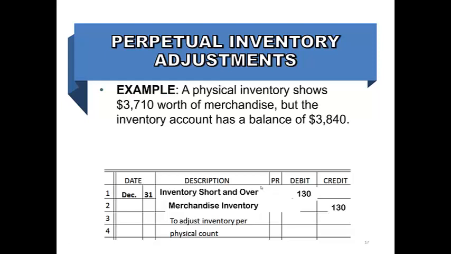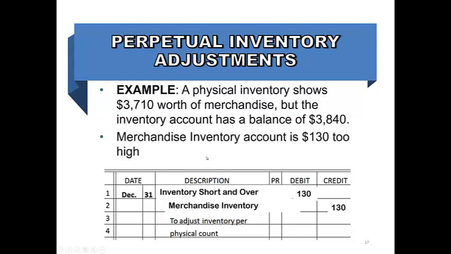Okay, in our example, we have a physical inventory that shows $37.10 worth of merchandise, but our inventory account in our books says $38.40. So we need to make an adjustment to bring our merchandise inventory from $38.40 down to its actual amount of $37.10. That's a $130 difference. So if we're going to decrease merchandise inventory by $130, we need to credit the asset account merchandise inventory by $130. And then we will debit inventory short and over.